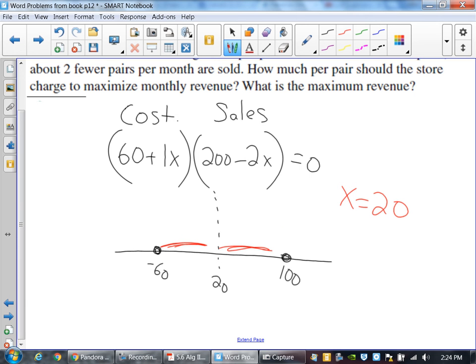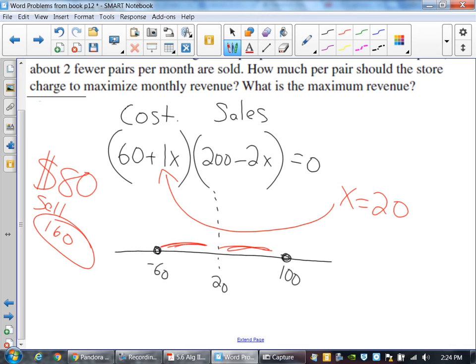that means what should you sell your shoes for? $80. Means you should sell them for $80. And how many will you sell at $80? You will sell 160 of them. That's how it works.